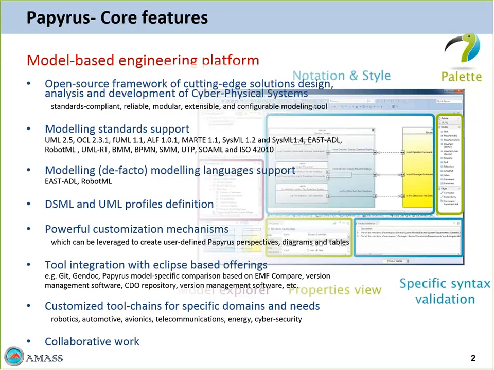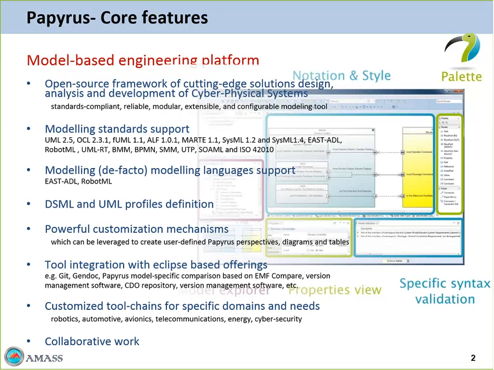We also have proposed in Papyrus the EAST-ADL and RobotML modeling languages. RobotML is a modeling language that is defined for robotic domains, and it's based on the ISO 13458 standard. So it's not a standardized modeling language, but it's compliant with the standard that proposes the robotic modeling.